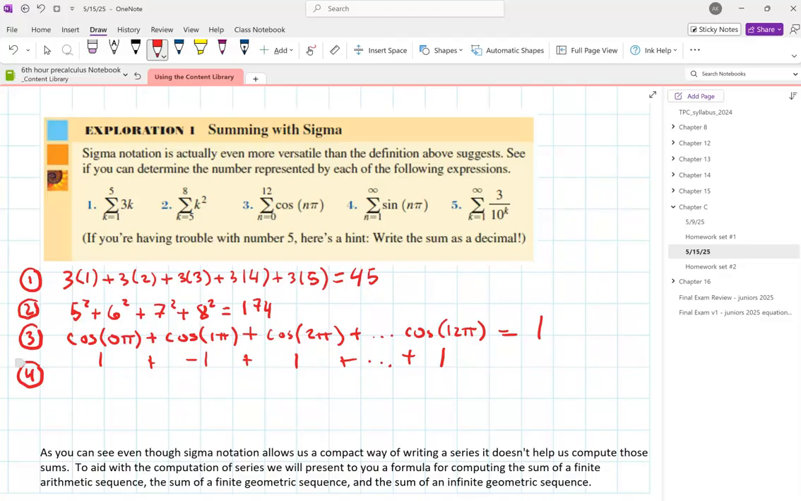The next one, oh no, look at that. How many things are we adding up in that next one?